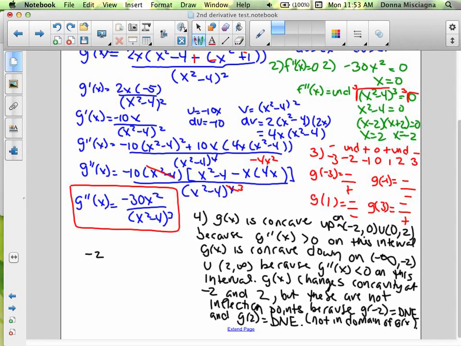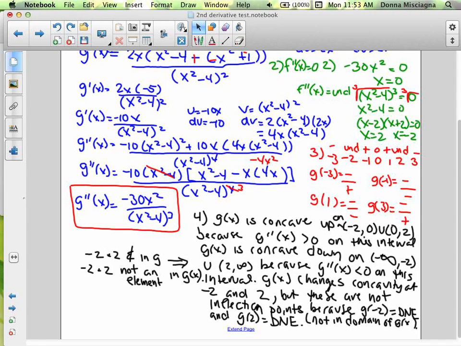negative 2 and 2, so this is not an element in G. So it just says negative 2 and 2, not an element is what that means in G. And that just means g of x. You can call it G, right? Or you can call it G of x.